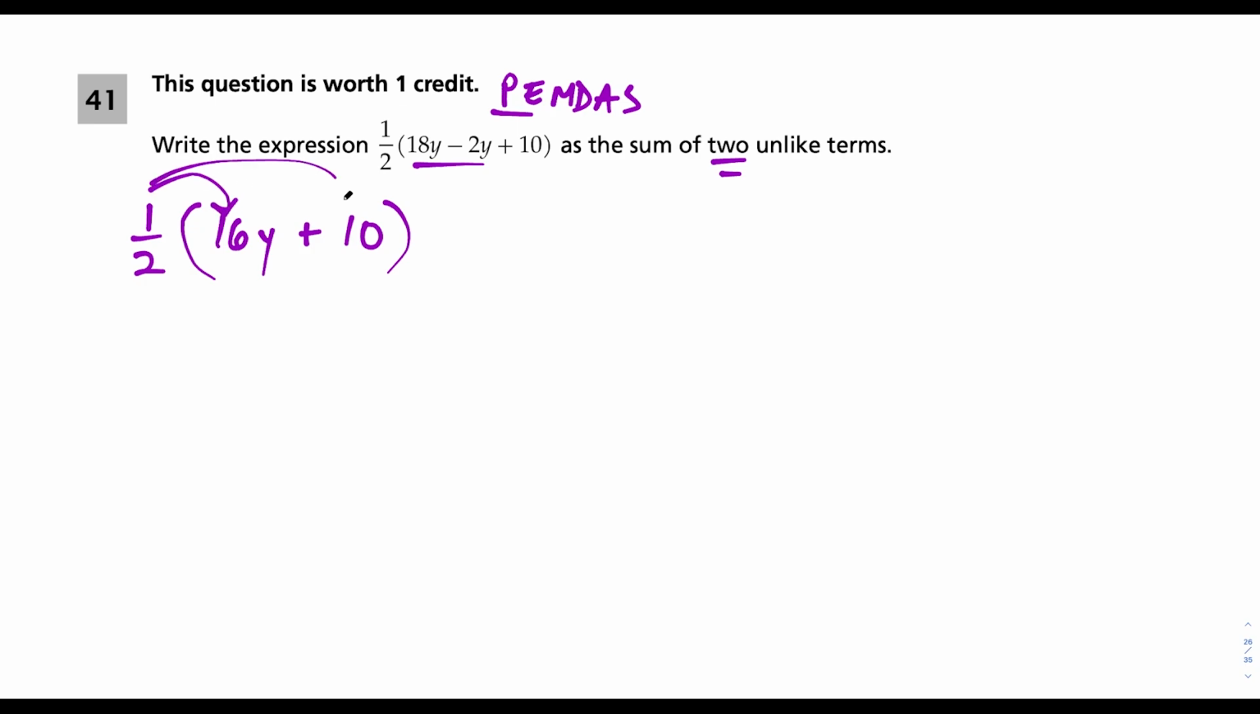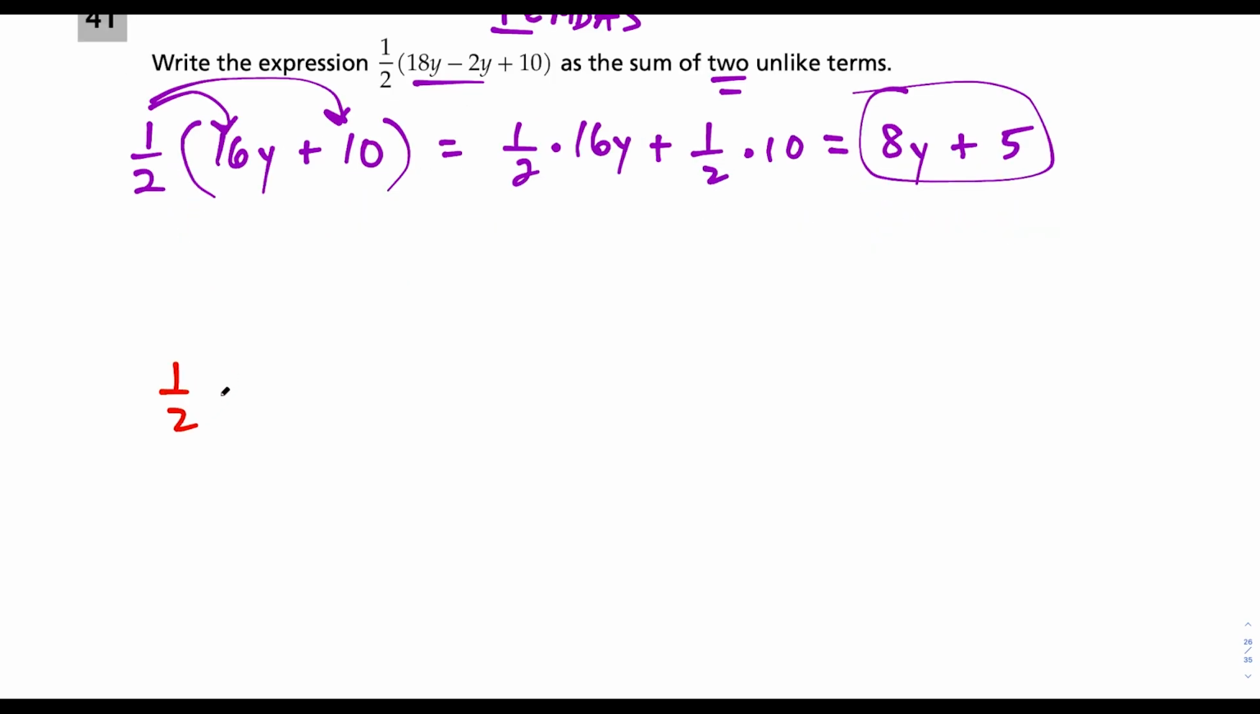Now the next thing we could do here is use the distributive property. So we're going to multiply here. We have 1/2 times 16y, plus 1/2 times 10. For this one, we could just think, what's half of 16? That's 8. So we have 8 times y. Plus, we're doing half of 10, and that's going to be 5. So here's our expression.